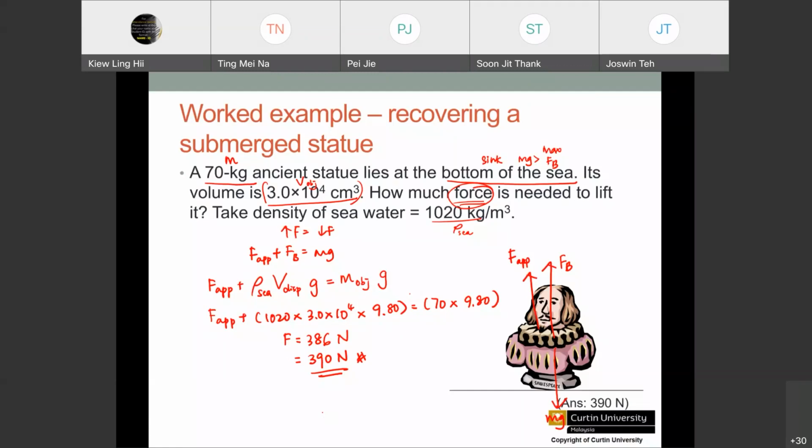Oh, okay, sorry. Yeah, it's centimeter cubed, so I have to do unit conversion. So how to do unit conversion? Convert to meter cubed. So 1 meter equals 100 centimeter, cubed to the power of 3, times 9.8, equals 70 times 9.8. Yeah, so this is how you will get 390. So you need 390 in order to lift up this object. All right.